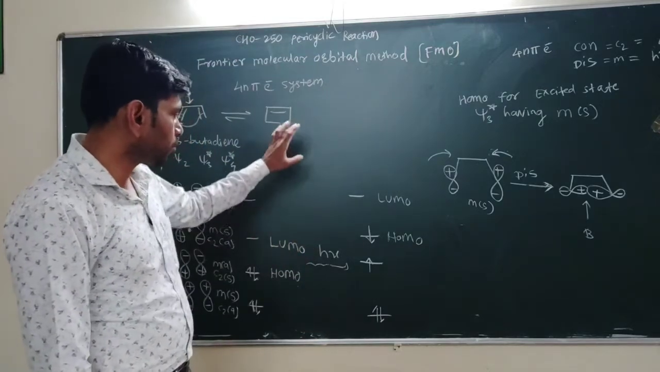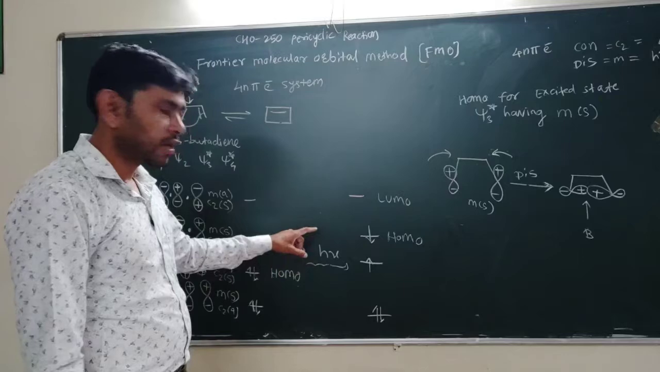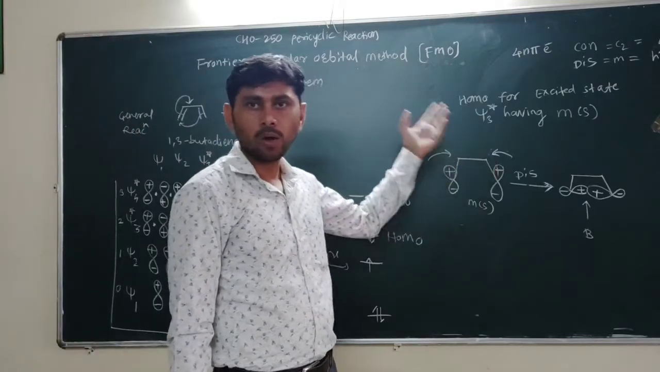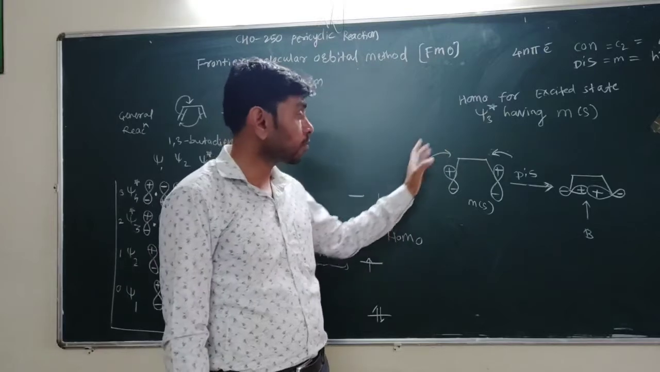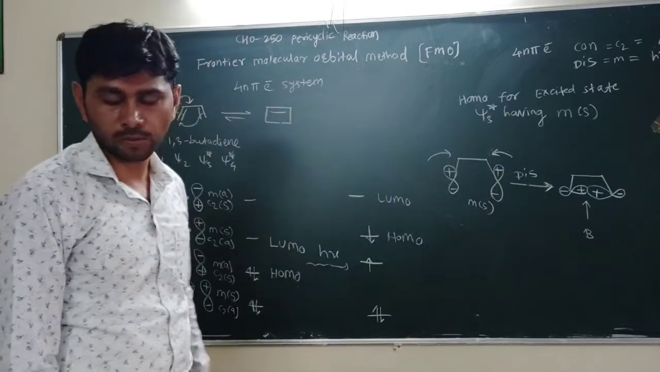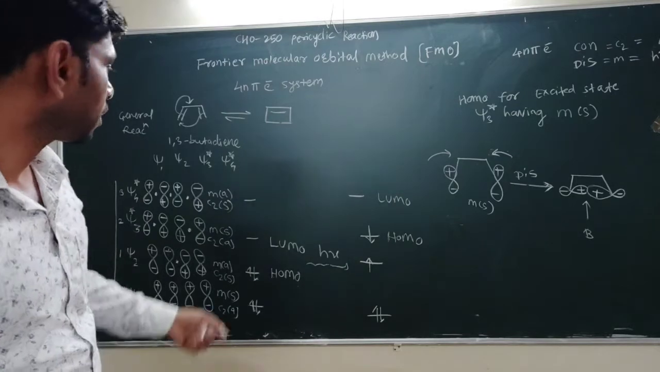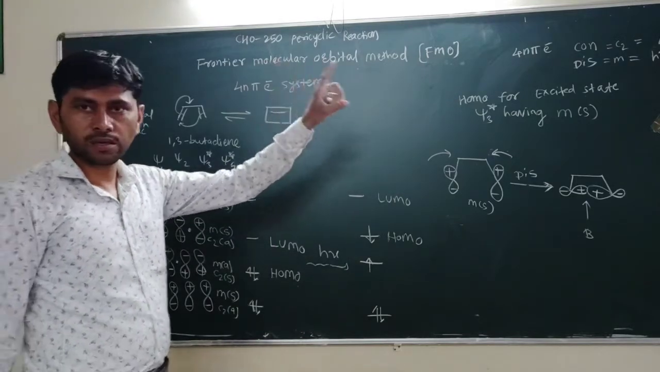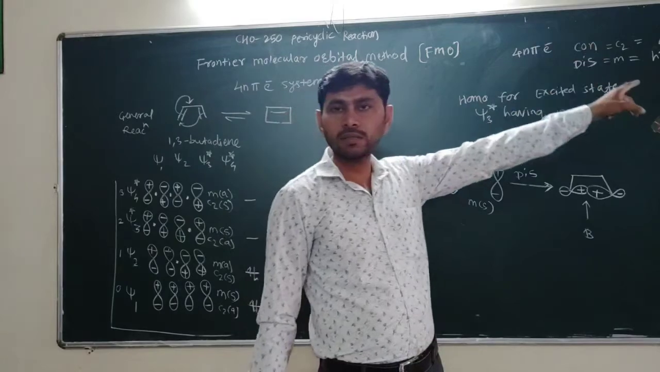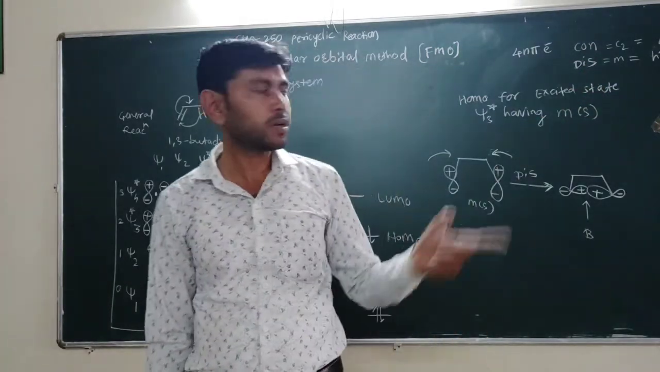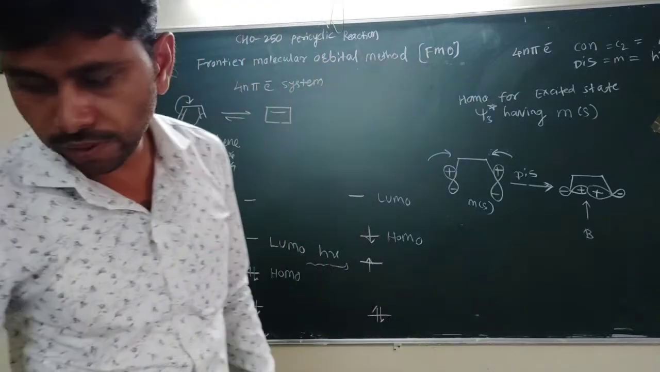With the help of the FMO method, predict whether by photochemical activation the reaction is allowed thermally, or allowed by conrotatory motion or disrotatory motion. But here, for a 4n pi-electron system, by conrotatory motion we have to consider C2 symmetry, and the system is allowed thermally. And by disrotatory motion, we have to consider M symmetry, and the system is allowed photochemically.